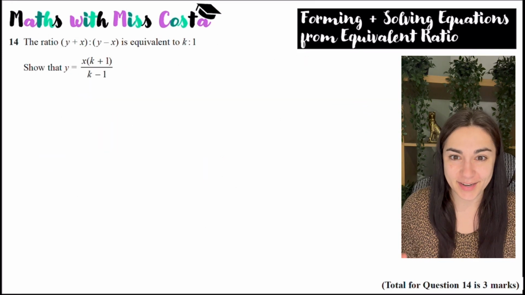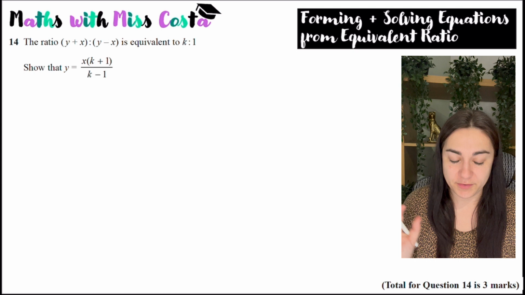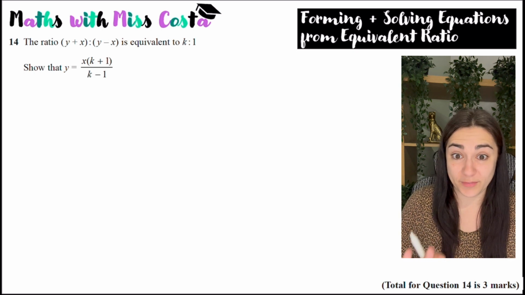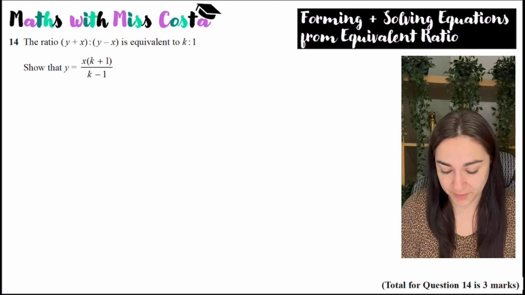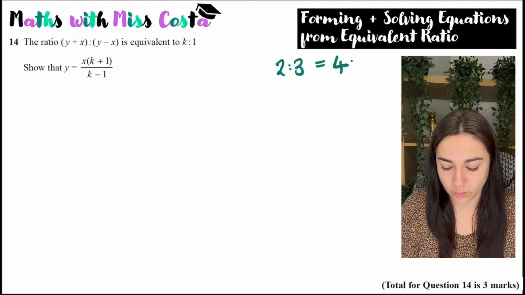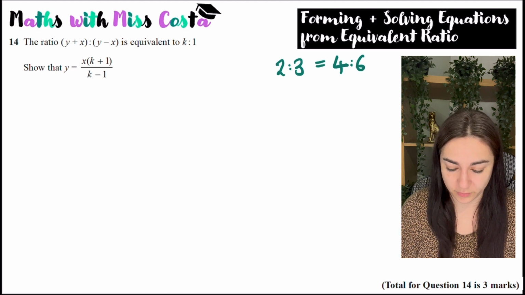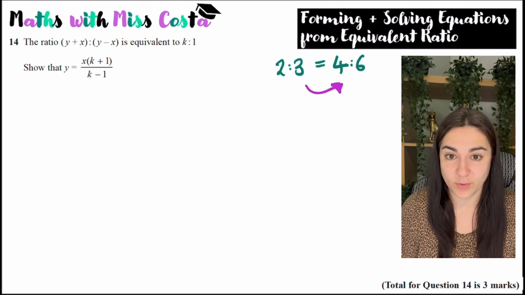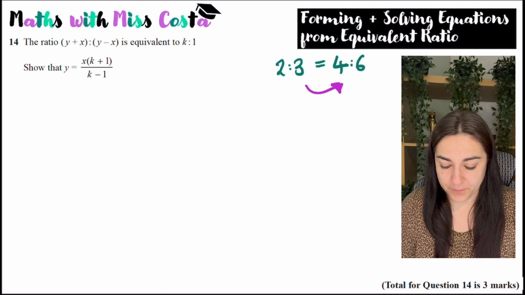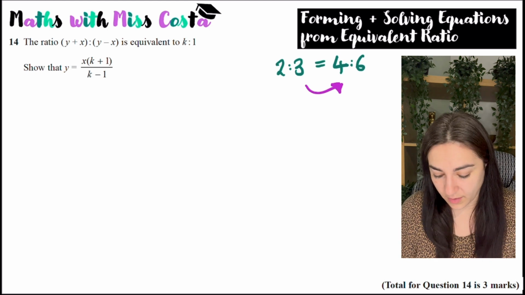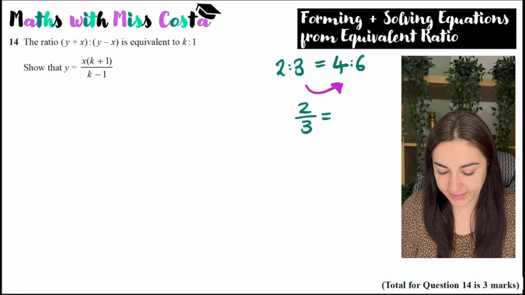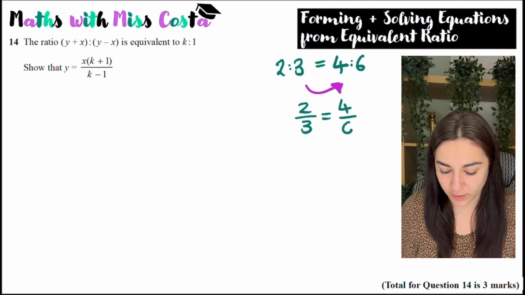Okay, so this is a slightly tricky question. Whenever you're dealing with ratios, equivalent ratios, always bear in mind this one thing. So let's just look at an equivalent ratio. I know that 2 to 3 is the same as 4 to 6, because all I've done is double that. So I know that they're equivalent ratios. Now, how could I express this? Well, I know for a fact that 2 over 3 is also equivalent to 4 over 6.